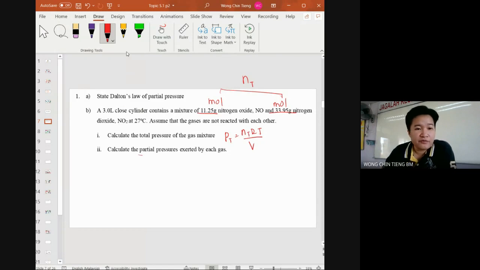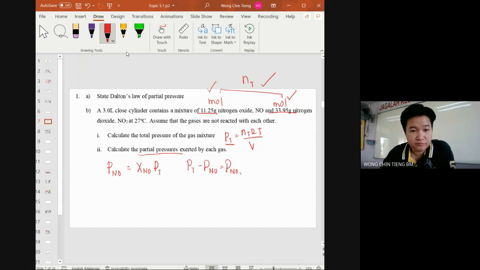Okay. So to find the partial pressure, cari salah seorang dulu. Boleh guna cara ni untuk, let's say, nitrogen oxide. So you have your mole fraction P total. Sebab P total dah ada. So mole fraction pun akan dapat sebab kamu ada number of mole, kamu ada number of mole total. So satu lagi will be the P total minus the PNO equals to your PNO2. Okay? Setuju? Okay, jawapan tak ada macam biasa.